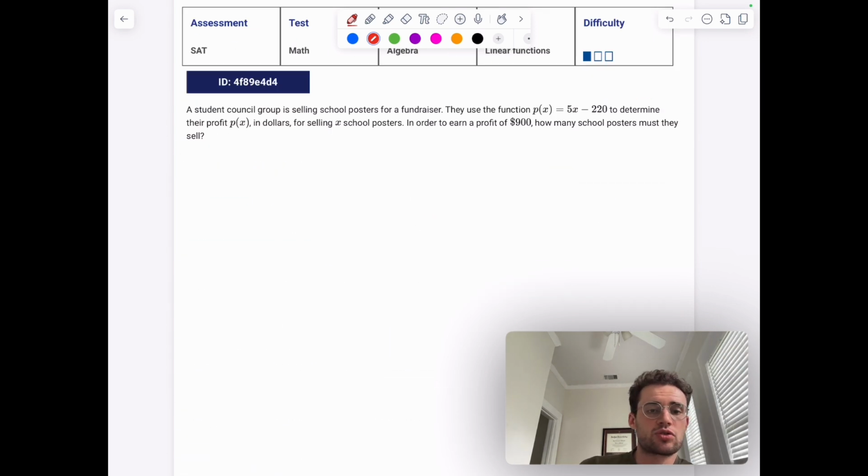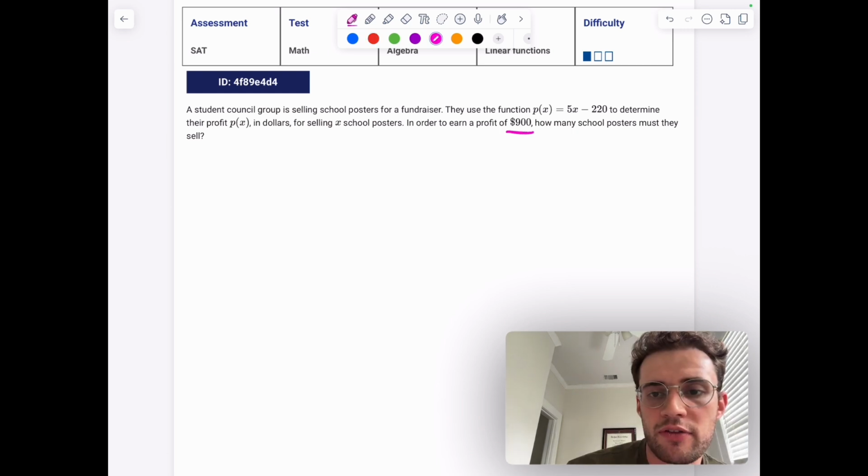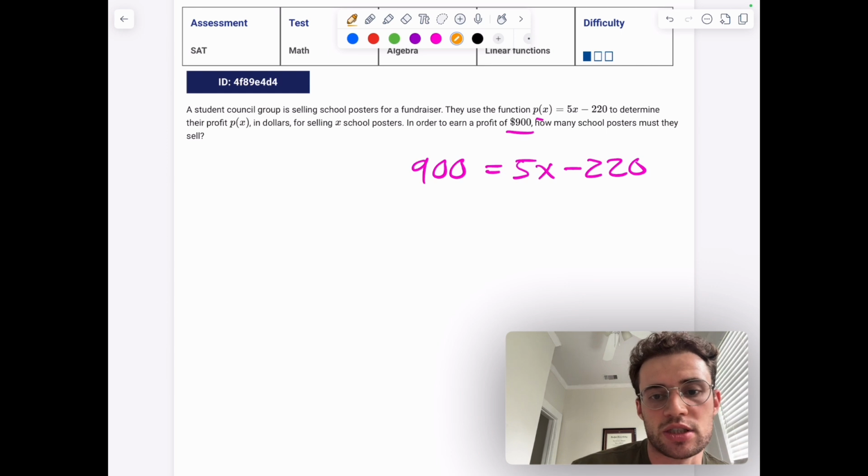A student council group is selling school posters for a fundraiser. They use the function p of x equals 5x minus 220 to determine their profit, p of x, in dollars for selling x school posters. In order to earn a profit of $900, how many school posters must they sell? The profit is over here. They want to make $900, and that would be equal to 5 times the number of posters minus 220. So we're just solving for what x is going to be in this case.